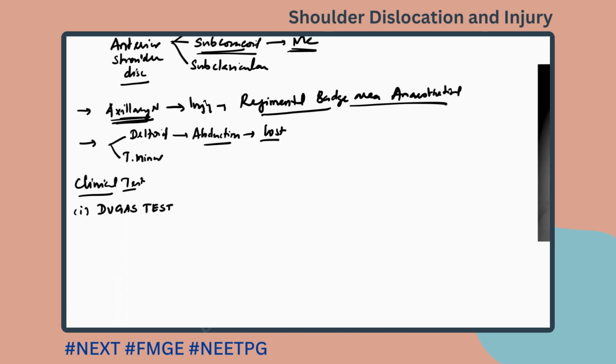So you diagnose it as shoulder dislocation. Clinically, how will you diagnose? By means of a test called Dugas test. What is Dugas test? You ask the patient to touch the opposite side shoulder. He will not be able to do it. This test is called Dugas test.